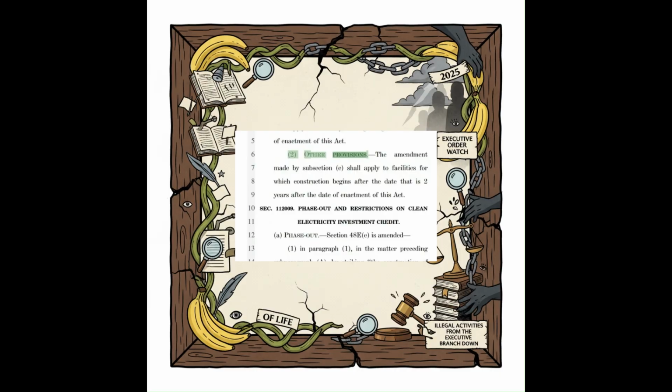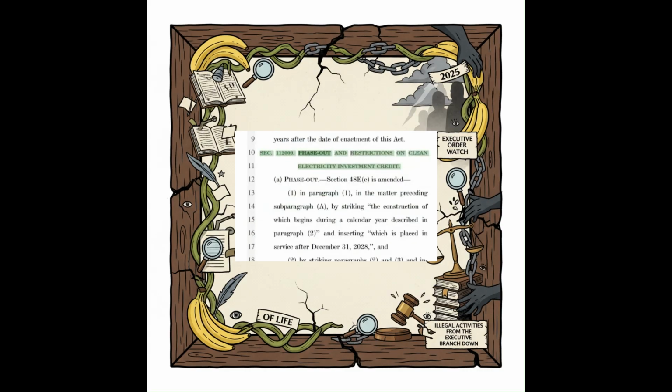Other provisions. The amendment made by subsection shall apply to facilities for which construction begins after the date that is 2 years after the date of enactment of this Act. SEC 112,009. Phase out and restrictions on clean electricity investment credit.